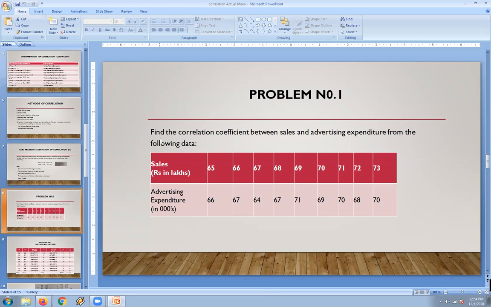So here there is a question: find the correlation coefficient between sales and advertising expenditure from the following data. These are the values given. Sales in rupees lakhs are 65, 66, 67, 68, 69, 70, 71, 72 and 73. And the advertising expenses, given in thousands, are 66, 67, 64, 67, 71, 69, 70, 68 and 70.